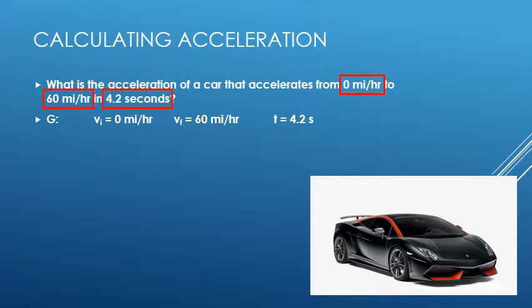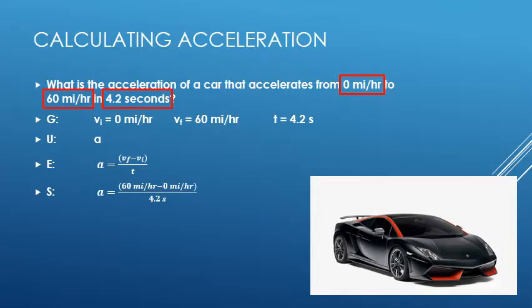Let's write down the given information. The initial velocity, or the beginning velocity, is 0 miles per hour. That's where it starts. Then it's going to gain speed until it's at a speed of 60 miles per hour. And the problem tells us that it took 4.2 seconds to get up to speed. It asks, what is the acceleration? So I'm looking for acceleration, which means I'm going to use the equation that we learned on a previous slide. Acceleration is final speed minus beginning speed divided by time.